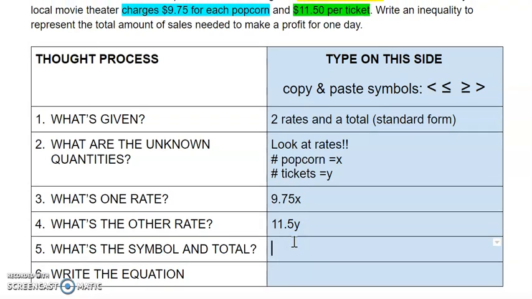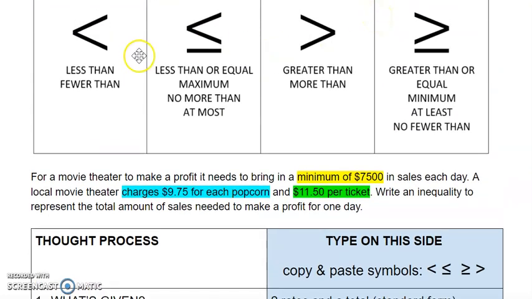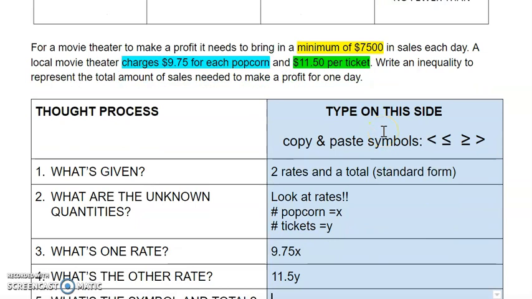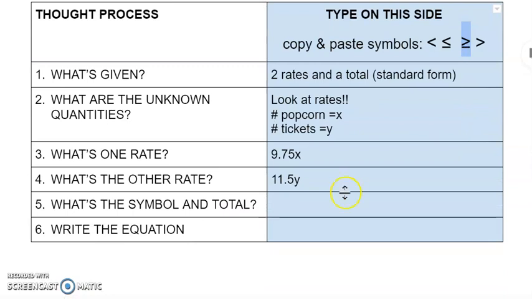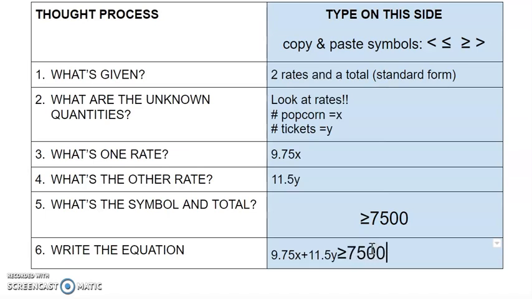Okay, now we're looking for the symbol. So I have a minimum of $7,500. If I don't know that off the top of my head, I can come look, minimum. Hey, it's right here, greater than or equal to, right? Because 7,500 is the least amount they want to make. They want to make more because then they're making good money, right? So I can copy and paste this. It's greater than or equal to 7,500. And now I'm ready to put it all together. So the popcorn sales plus the ticket sales should be greater than or equal to 7,500.